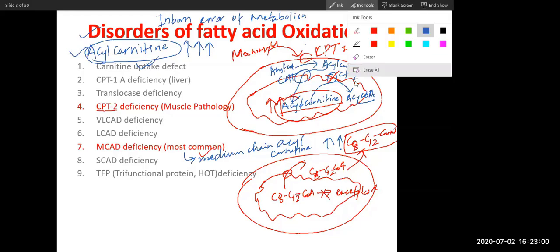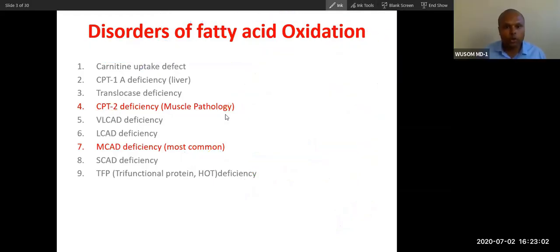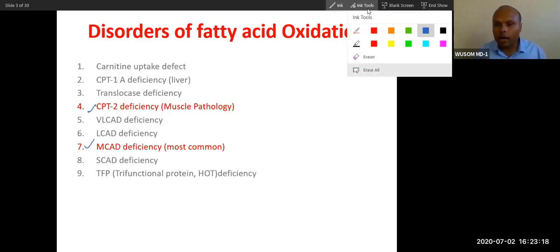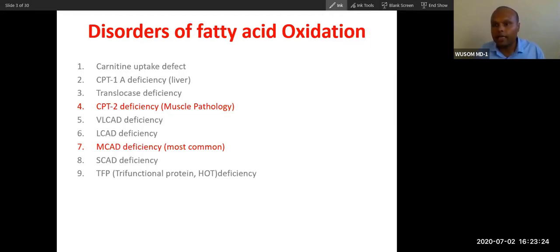Okay. So I told you acyl carnitine. I also told you CPT-2 and CPT. We will talk in detail about CPT-2 and MCAD deficiency. Now, we will take an overview of fatty acid oxidation disorder. So you know, fatty acid is required. What is the main function of fatty acid?